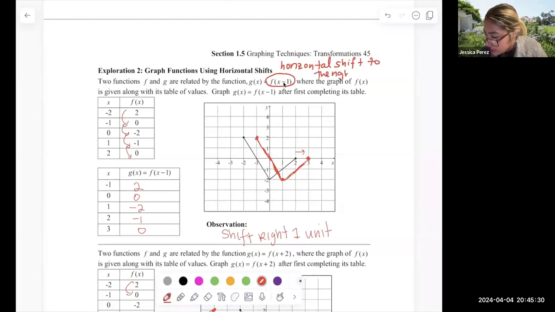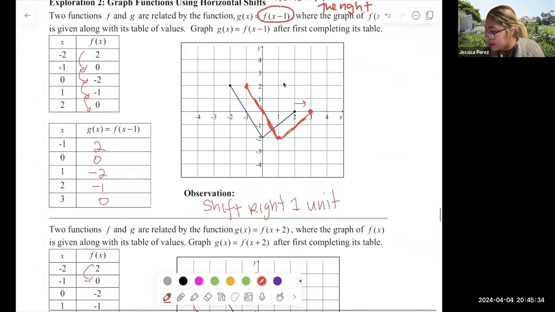So see how the value of 2 shifts horizontally. If this point is 2, 0, now it's going to be 3, 0. If this point is -2, it's going to go to -1. And this -1 is going to go to 0. It's shifting to the left 1 unit because it's on the inside.